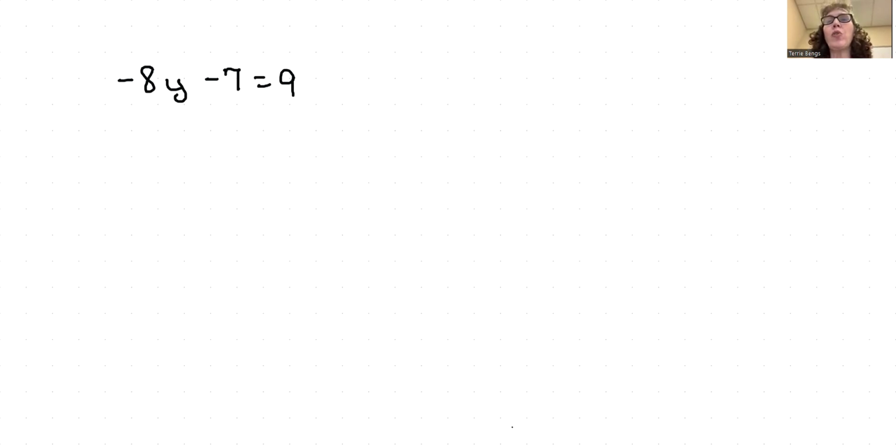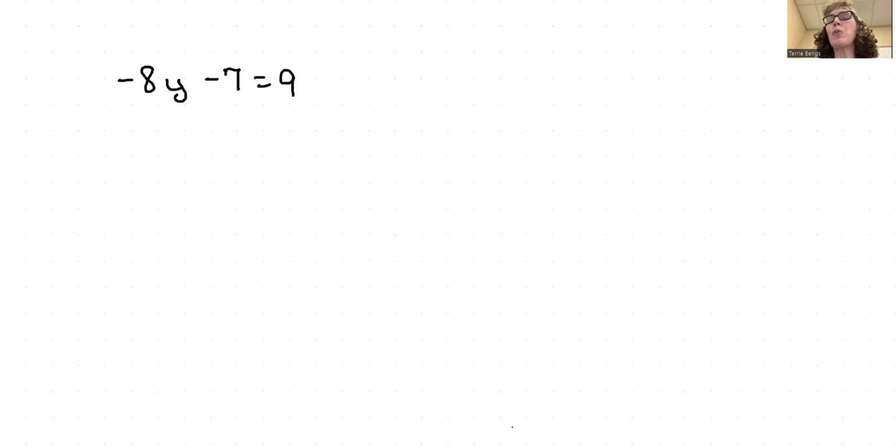And our goal for this equation is we want to get y by itself on one side and everything else on the other side of the equal sign. So if we look at that, we have that negative 8y minus 7 on the left-hand side, and we want to move both of those numbers. But to begin with, we'll always start with the number that's by itself. So here, our number by itself is negative 7.